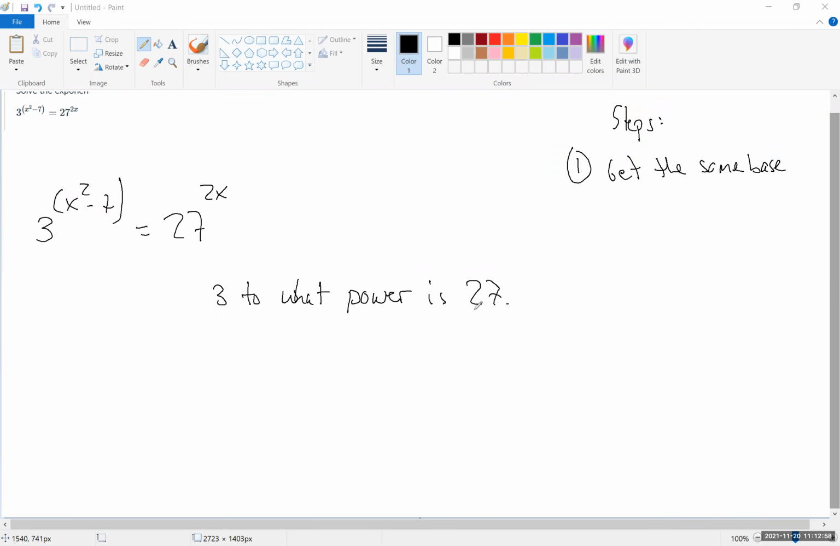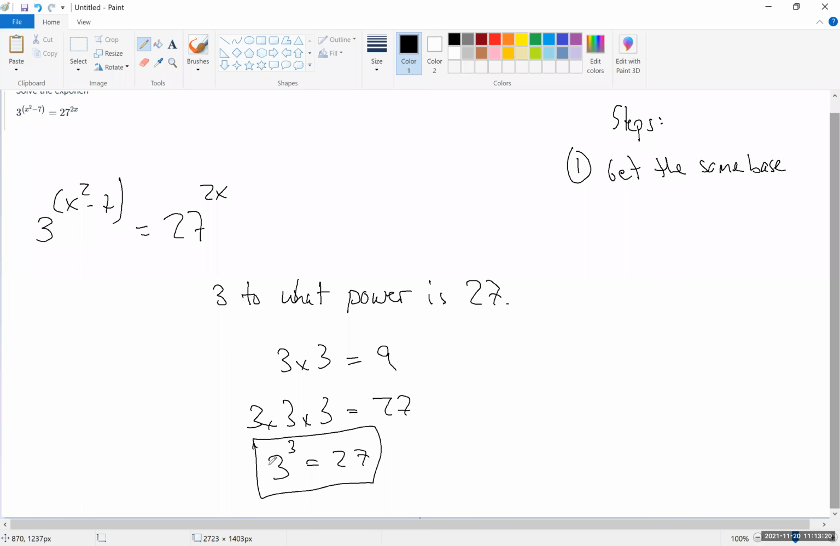All right, so you can do it by doing like 3 times 3. You know, as you do more of these, you'll just recognize 3 to the third power is 27, but we'll go through it. 3 times 3 is 9. 3 times 3 times 3 is 27. So we know 3 to the third power is 27. So now we got to be careful when we substitute, because when you substitute, you have to substitute with parentheses.